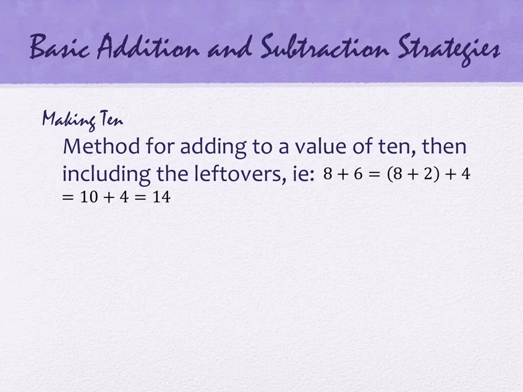Making 10. This is an interesting one. I do this with estimation. I do this when I grocery shop sometimes. So making 10 is a method for adding a value to 10. Including leftovers. For example, if you did 8 plus 6, basically instead of doing 8 plus 6, you would do 8 plus 2, and then add the additional 4 after that. Okay? You add to get to 10, and then once you get to 10, you just have that many, however many is left over more. Okay? So you have 10 plus 4 is 14.